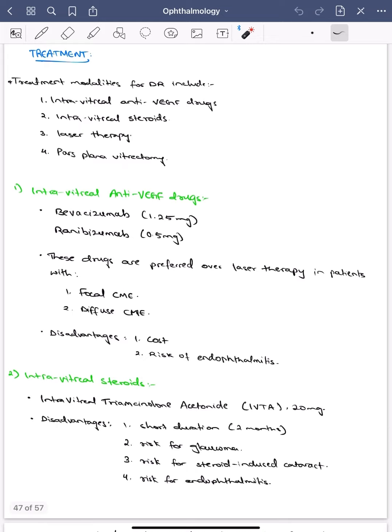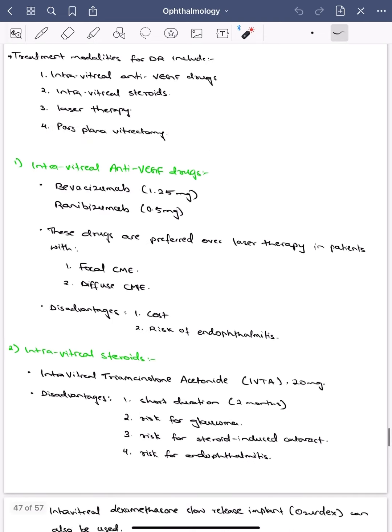Now the treatment modalities for diabetic retinopathy include four things. The first is intravitreal anti-VEGF drugs, that is vascular endothelial growth factor drugs. Now the importance of this is, we discussed that neovascularization due to pro-angiogenic factors is a feature of diabetic retinopathy. So we give anti-VEGF drugs. The second is intravitreal steroids. The third is laser therapy, and the fourth, which is the final treatment, is surgery, that is pars plana vitrectomy.